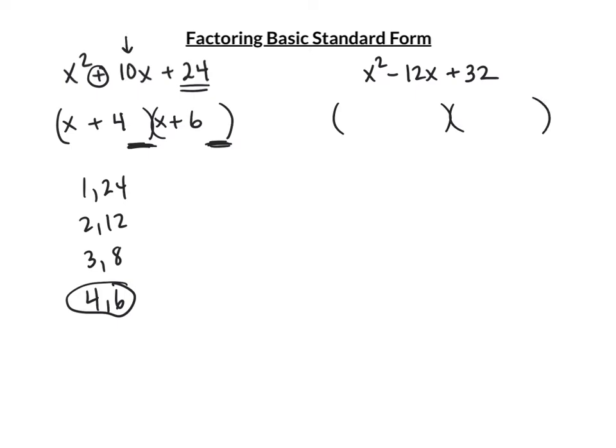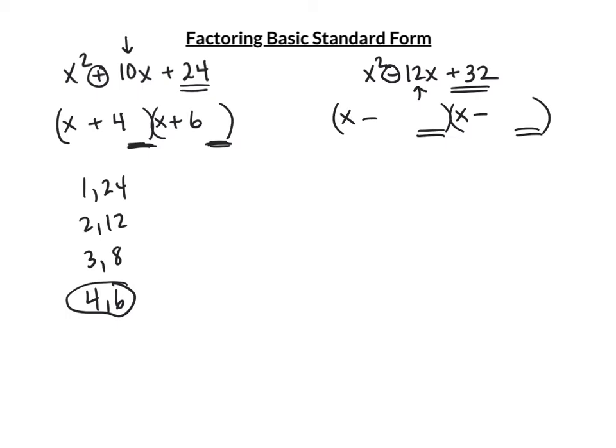I'm going to factor this. I know that when I FOIL, x times x is x squared. This number times this number is positive 32. It's either going to be a positive times a positive or a negative times a negative. Those are my only choices, two positives or two negatives. This middle is a minus. It's got to be the two negatives. I need two numbers that multiply to 32, but they will add to negative 12.